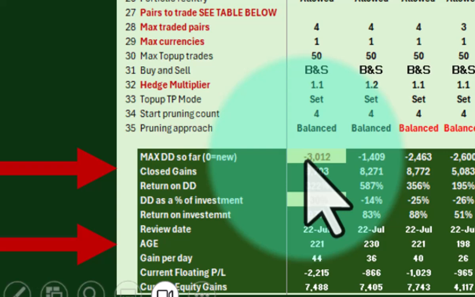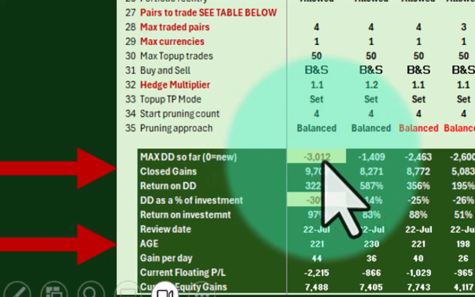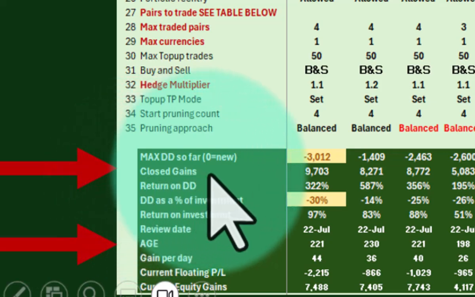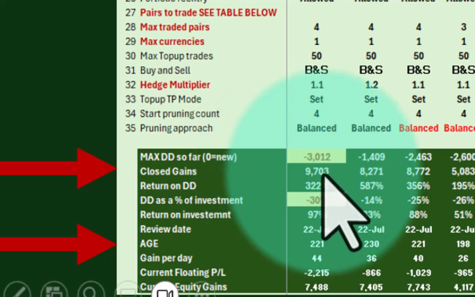And there you can see the maximum drawdown on this particular account was $3,000. But the closed gains, in other words, that line that you saw going up, is at a level of $9,000. So the gains have exceeded the maximum drawdown levels tremendously, and that account is in a print money zone.